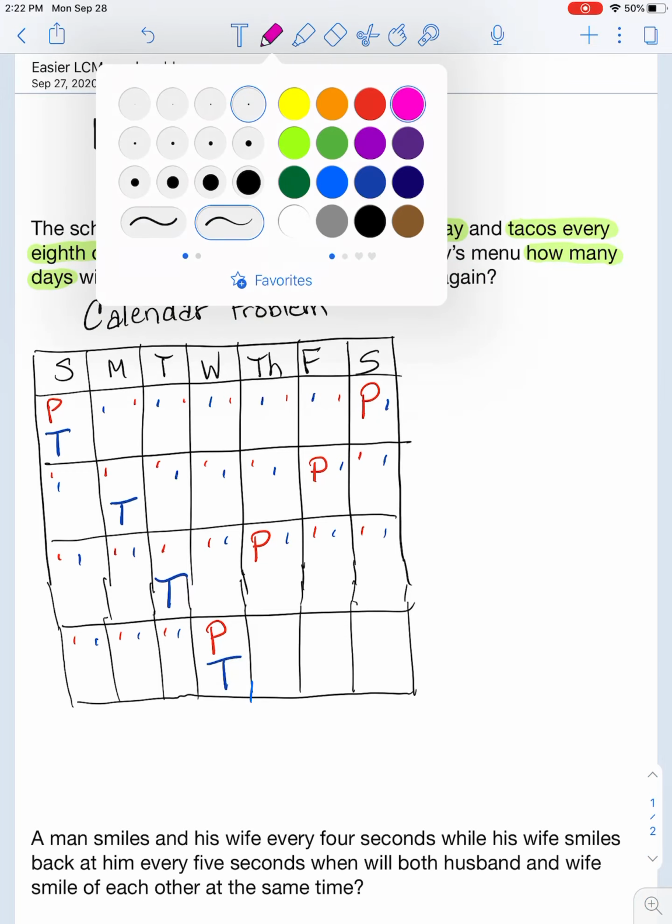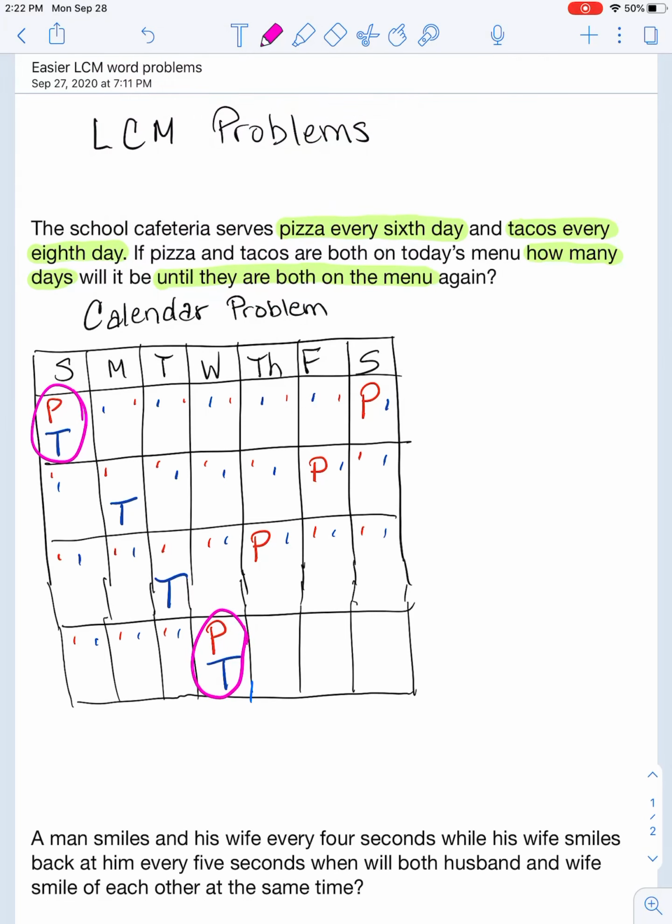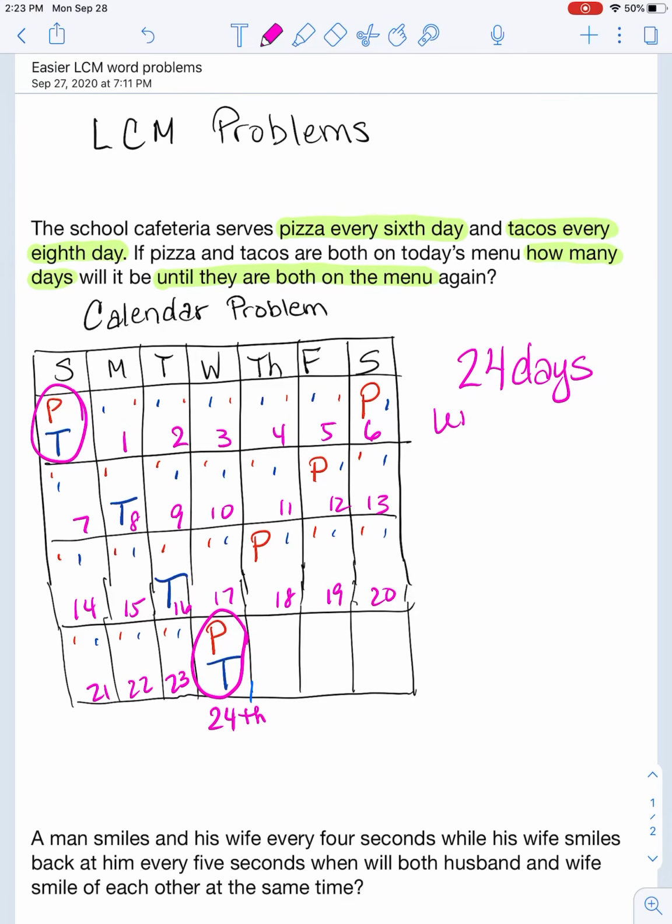So you can see that in order to answer this, you have to look for the day that the pizza and the tacos appear on the calendar the same day. And so how many days will it be until they're both on the menu again? Well, now we have to count. The first day doesn't count because they're both on the menu. So 1, 2, 3, and so on up to 23, and on the 24th day. So it will be 24 days until both are on the menu.